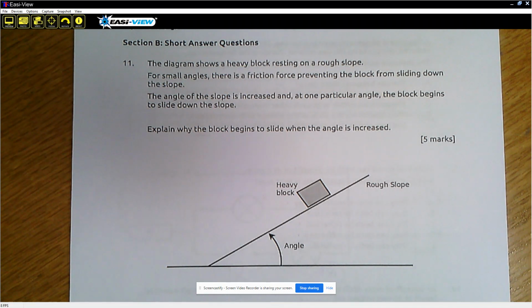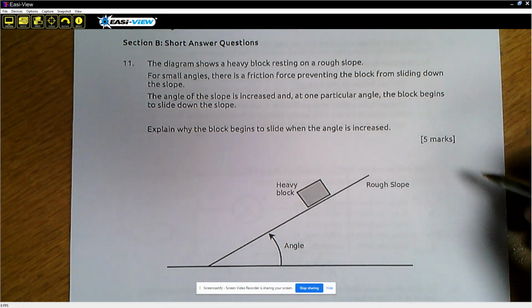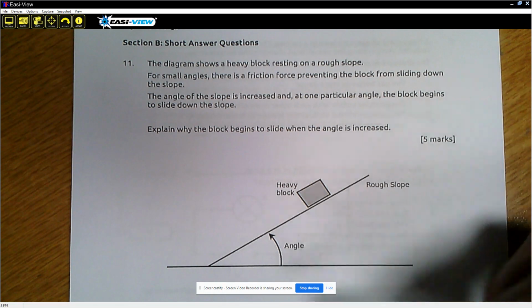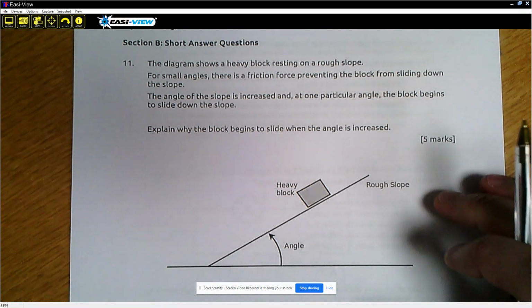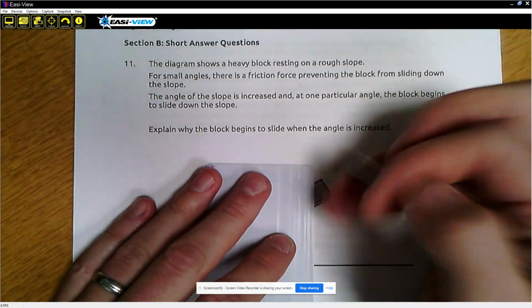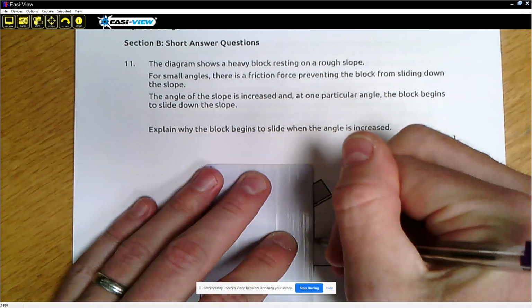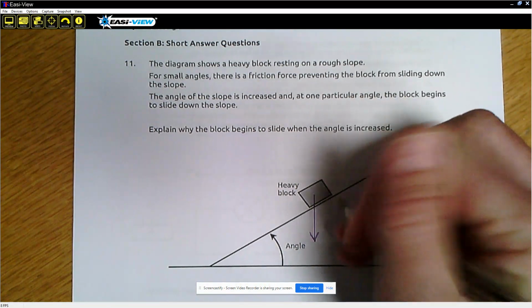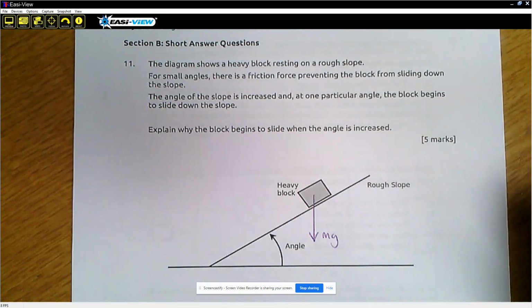This is a standard object on an inclined plane question, which you would get at A level, so it's good preparation for A level. But I do think that quite a number of GCSE candidates would probably put some fairly sensible stuff, but not get very many of the 5 marks. So what you need to realise is the forces acting on this. So this will be the weight, which is mg.